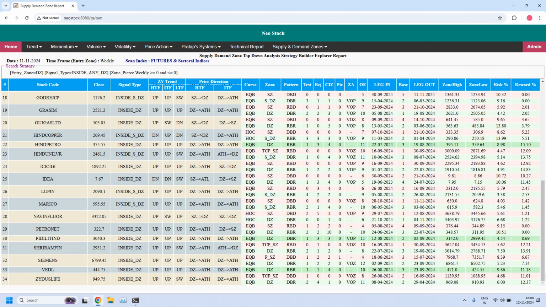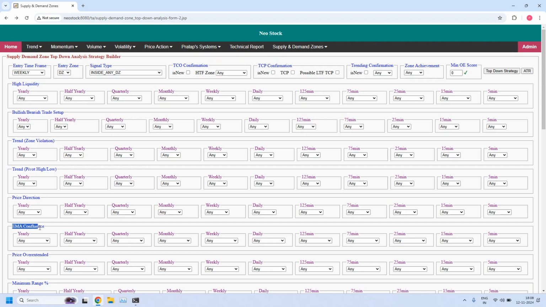In all these 34 weekly demand zones, prices are closed. You may see some of the high liquidity demand zones inside S_DZ. That means support demand zone. That way you have to identify high liquidity zones. Okay, in this 34, there could be some high probability supported stocks might be available based on the weekly EMA Confluence. Let's verify. In the EMA Confluence weekly time frame, weekly demand zone with weekly EMA Confluence.